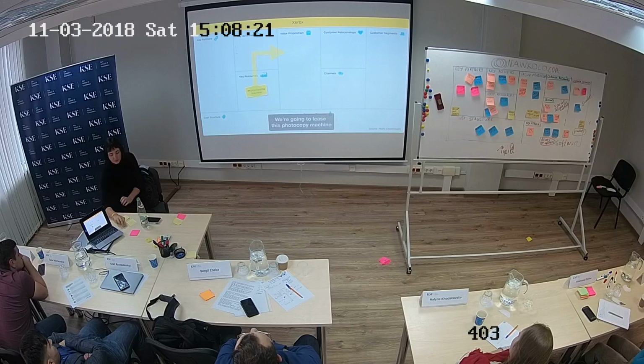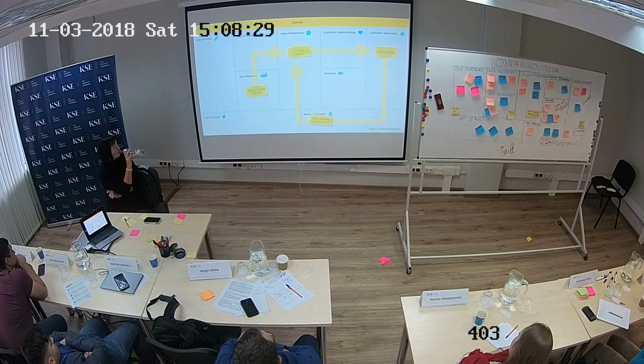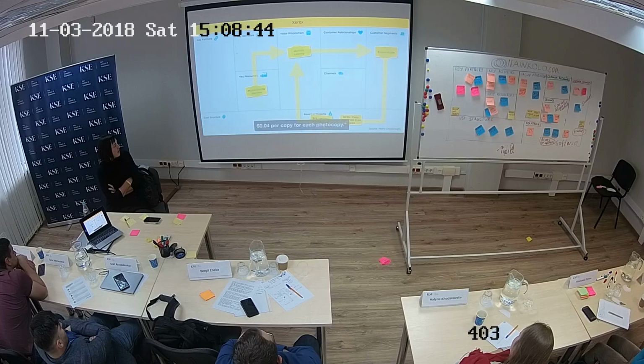We're going to lease this photocopying machine with monthly leasing to corporations. And we're going to ask for a $95 monthly leasing fee, and people will get 2,000 copies per month for free. And here's where it gets interesting. They said, if you copy more than 2,000 times a month, you're going to have to pay a tiny fee, $0.04 per copy for each photocopy.